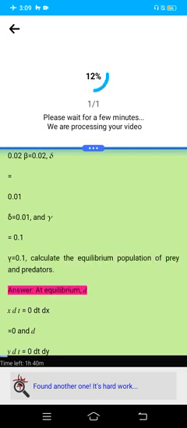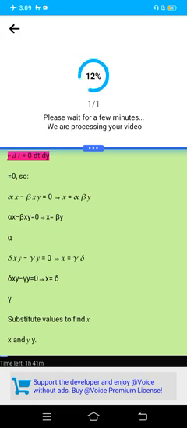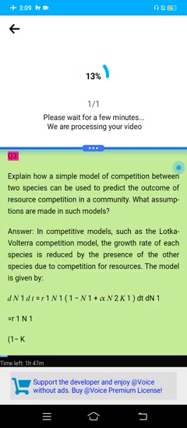Answer. At equilibrium, dx/dt equals 0 and dy/dt equals 0. So alpha x minus beta xy equals 0, which implies y equals alpha over beta. And delta xy minus gamma y equals 0, which implies x equals gamma over delta. Substitute values to find x and y.